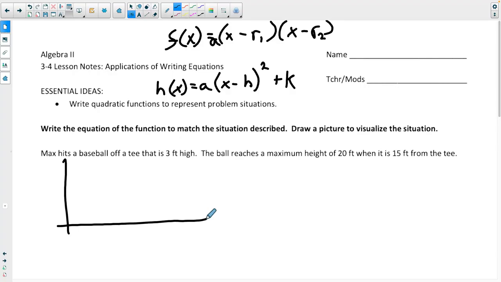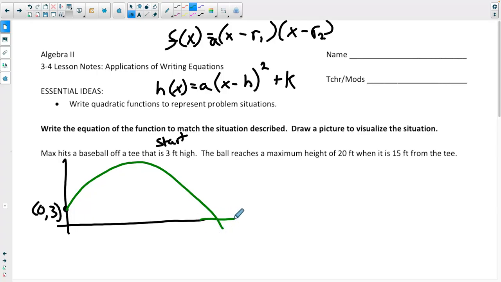So when I see Max hits a baseball off a tee that is 3 feet high, this is telling me this is the start. Because that's the start, this is going to be my little tee, the ball's right there, and this starts at 0, and it's at a height of 3. So then our baseball gets hit and reaches a max height of 20 when it is 15 feet from the tee. So it goes up like this, and then it curves back down.